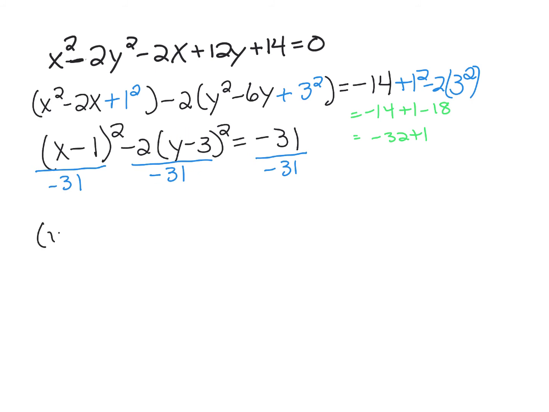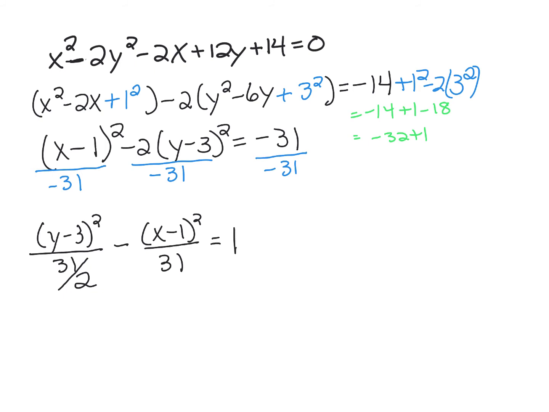I have y minus 3, perfect square, over, watch me, the negatives canceled, 31 is down below, but the 2 from the top flips down to be in the denominator of the bottom, okay? Then I have minus x minus 1 squared over 31 equals 1. So my center is at x is 1, y is 3. Make sure you get that right. X goes first.